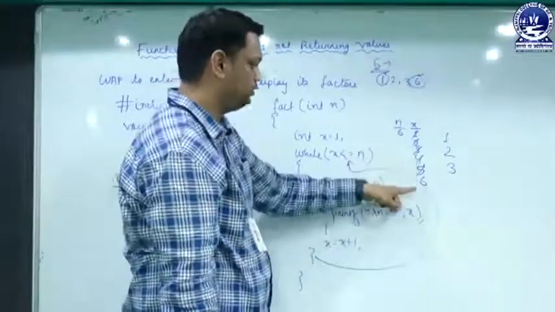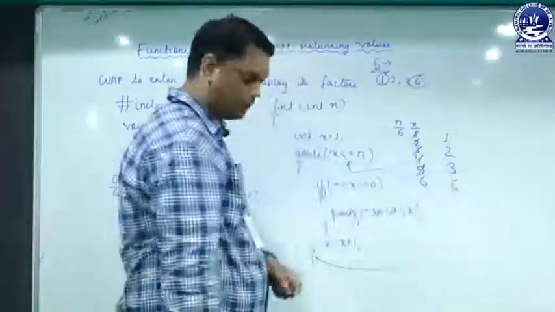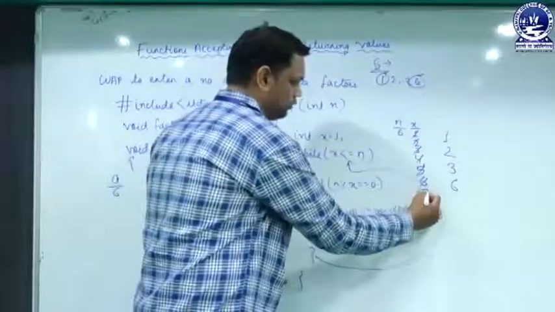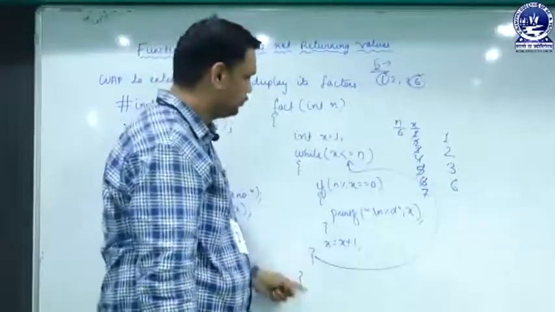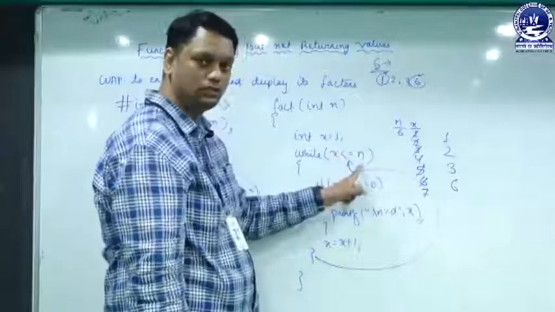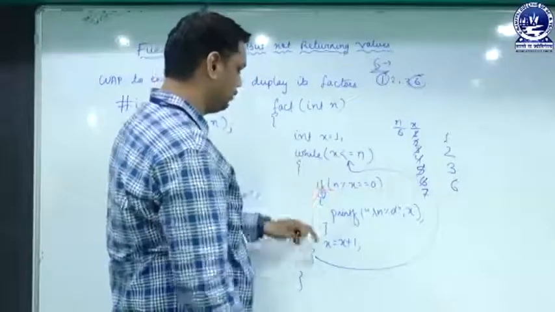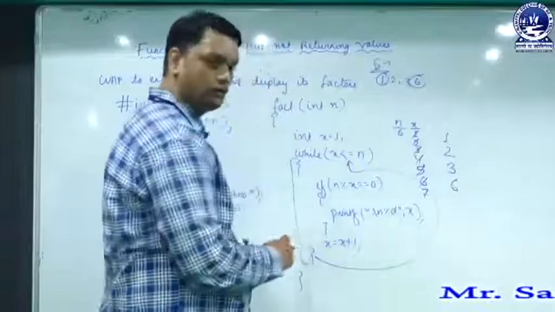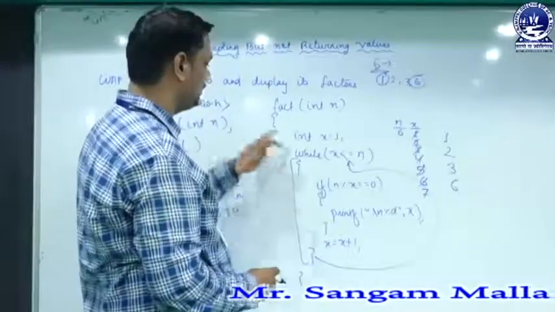So what is the value of x over here? That is 6. Now it will come to here, x equal to x plus 1. The value of x will be incremented to 7. So it will check 7 is less than or equal to 6. False. The condition returns false and it will come out from this block and it will come over here and this is the end of the program.